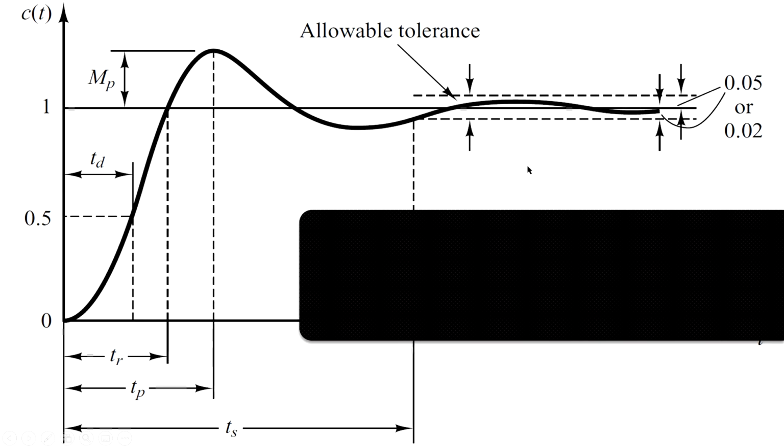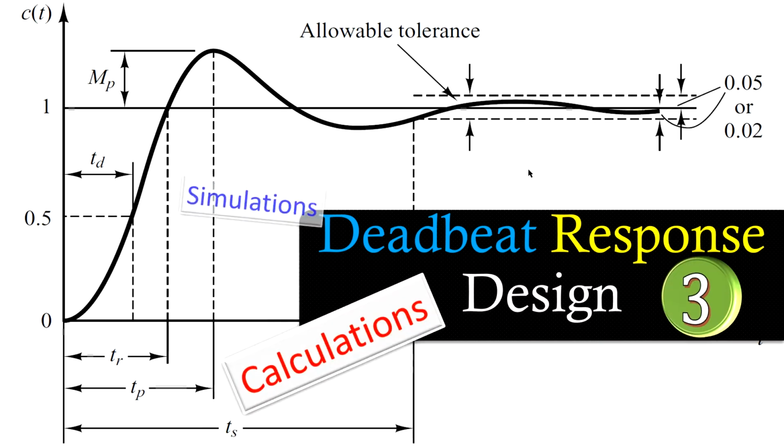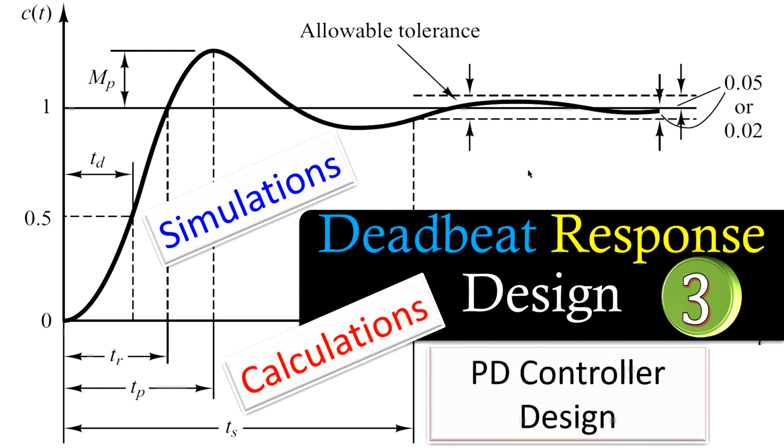Hi everyone, and welcome to a new video about control system topics, and we continue with the subject of deadbeat response, and this is our example number 3. In this example we will again look at calculations and simulations, and in particular we will now design a PD controller. So let's look at our example.